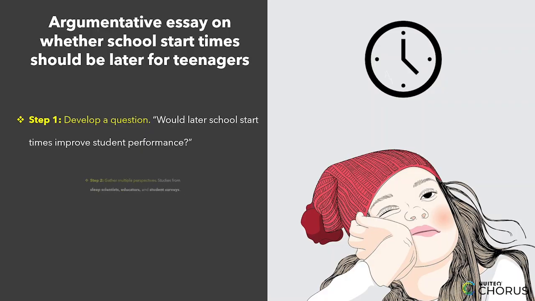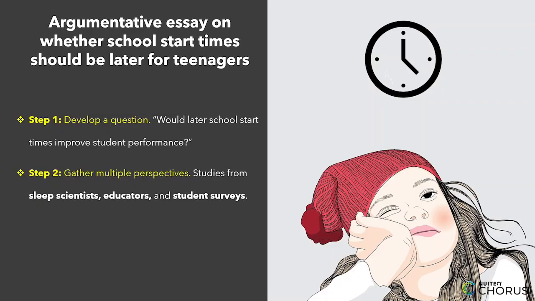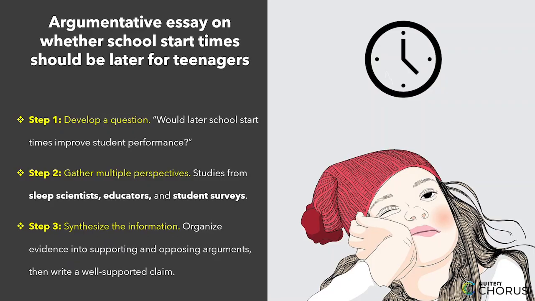Step 2. Gather multiple perspectives. You read studies from sleep scientists, educators, and student surveys to see both pros and cons. Step 3. Synthesize the information. You organize evidence into supporting and opposing arguments, then write a well-supported claim in your essay. This approach helps create a strong, evidence-based argument that considers multiple viewpoints.